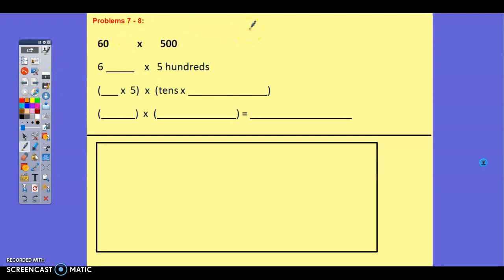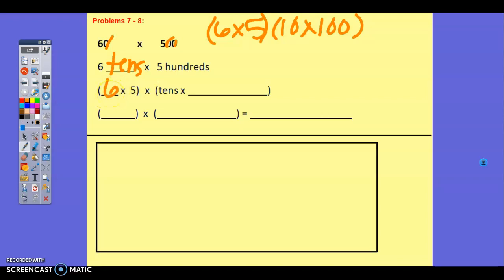Let's do 60 times 500. So I can take the 3 zeros off and say 6 times 5, 10 times 100. Whoop, that's 100. And do something like this. Or I can say 6 tens times 500s, which is 6 times 5, and tens times hundreds. One's just in word form, one is in digit form.